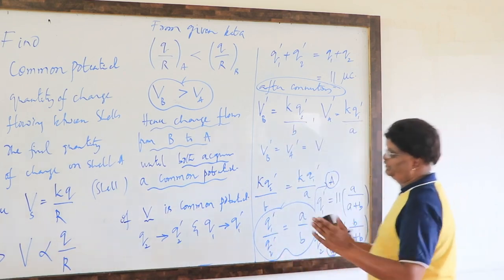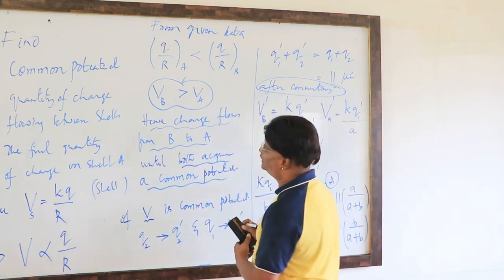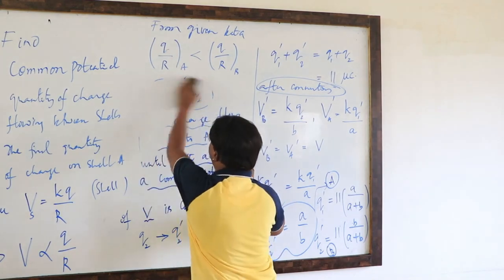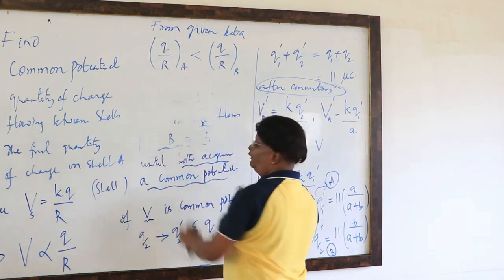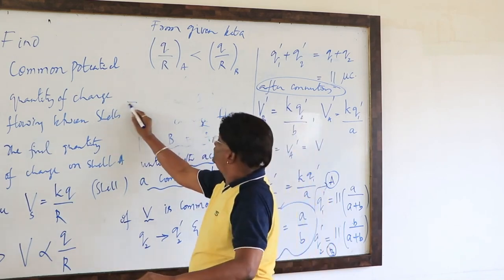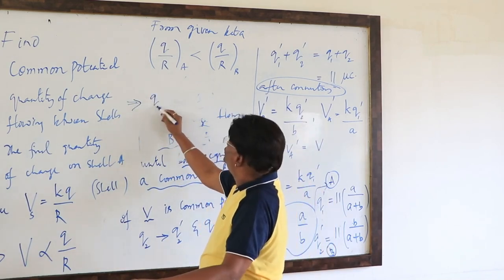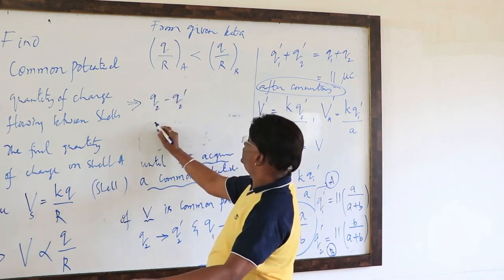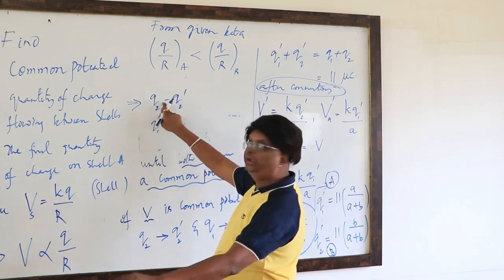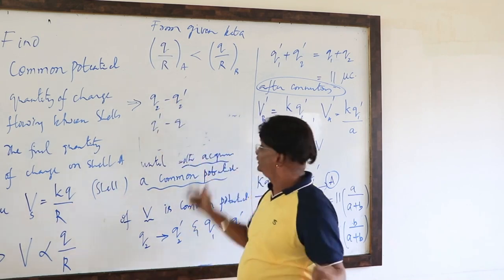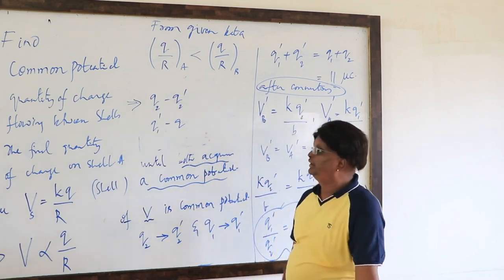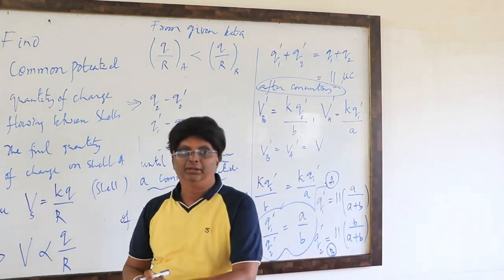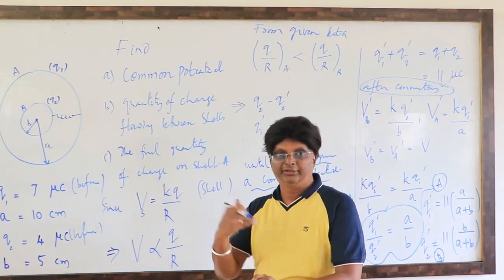So what is the quantity of charge that is now flowing? In this example, not all examples, it is nothing but Q2 minus Q2 dash, or else it is Q1 dash minus Q1. The charge on A has increased. So that is the charge that is flowing, and finally the charges. Now we want that common potential. Let us see how the common potential comes.